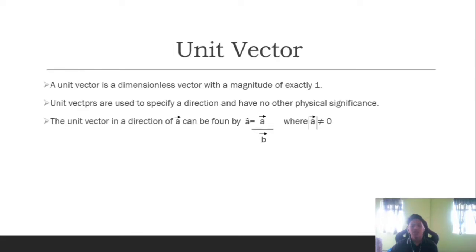Unit vector. A unit vector is a dimensionless vector with a magnitude of exactly 1. Unit vectors are used to specify a direction and have no other physical significance. The unit vector in the direction of A can be found by A hat equals A divided by the magnitude of A, where A is not equal to 0.